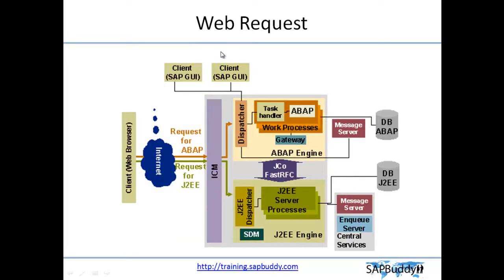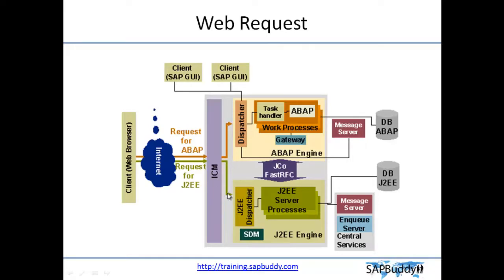Next, let us see how the web request works. A web request, as you know, comes from a browser, from the internet. In the older days we used to have a separate system called ITS, Internet Transaction Server. This ITS server used to be a separate box, and you needed to install it separately. From the Web AS web access technology, that is 6.0, 6.2 and 6.4, from that time onwards, this web access is inbuilt in your SAP system.